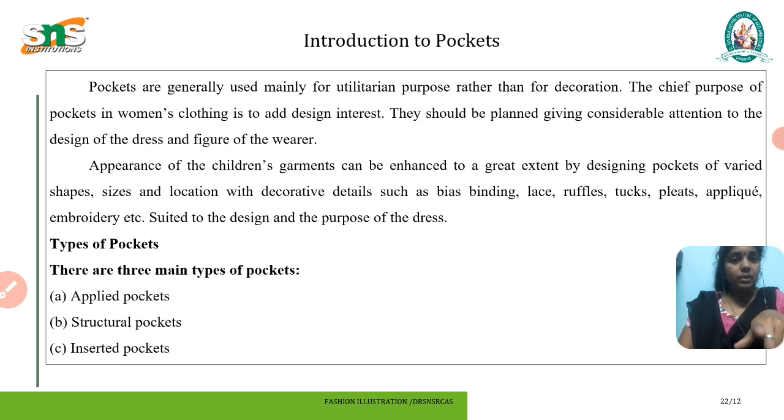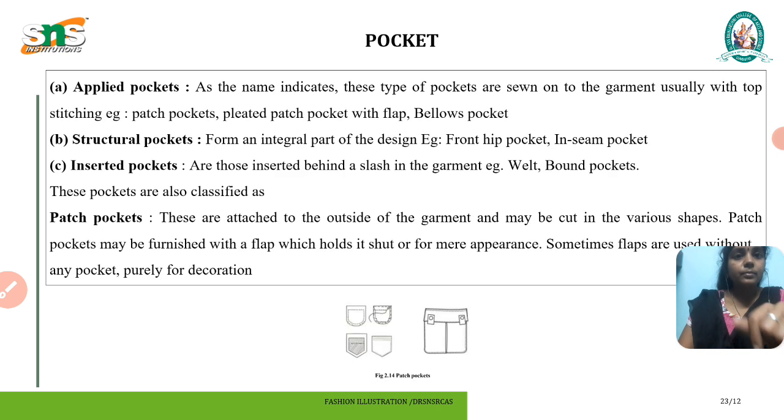Shapes and sizes depend on the location, with decorative details such as bias binding, laces, ruffles, tucks, pleats, and embroidery. In particular pockets we can have embroidery as a decorative element, or to emphasize the pocket and the top of it. So we can create a different feel on that pocket. Types of pocket: applied pocket, structural pocket and inserted pocket. So there are three types of pockets.